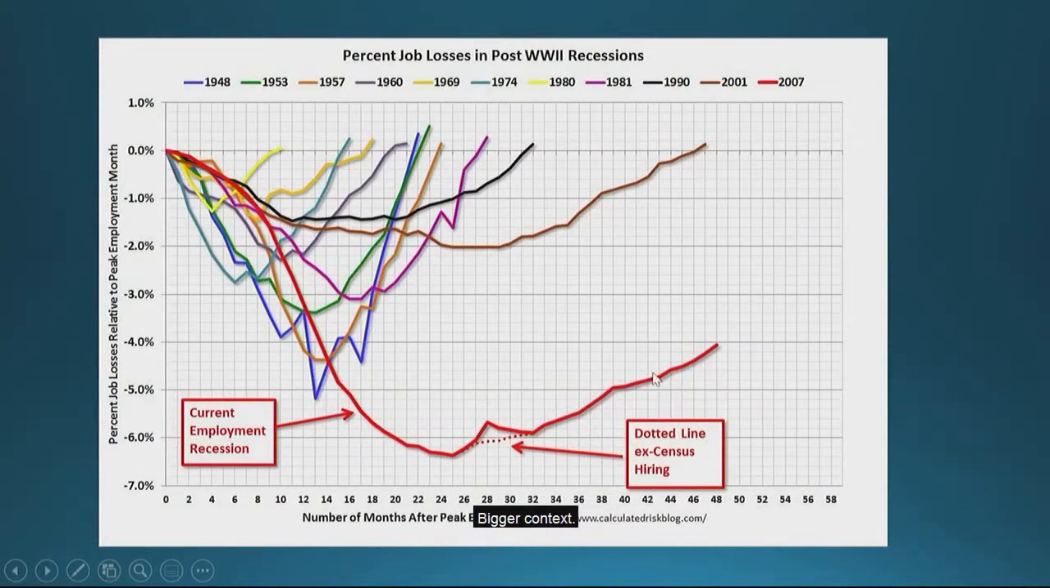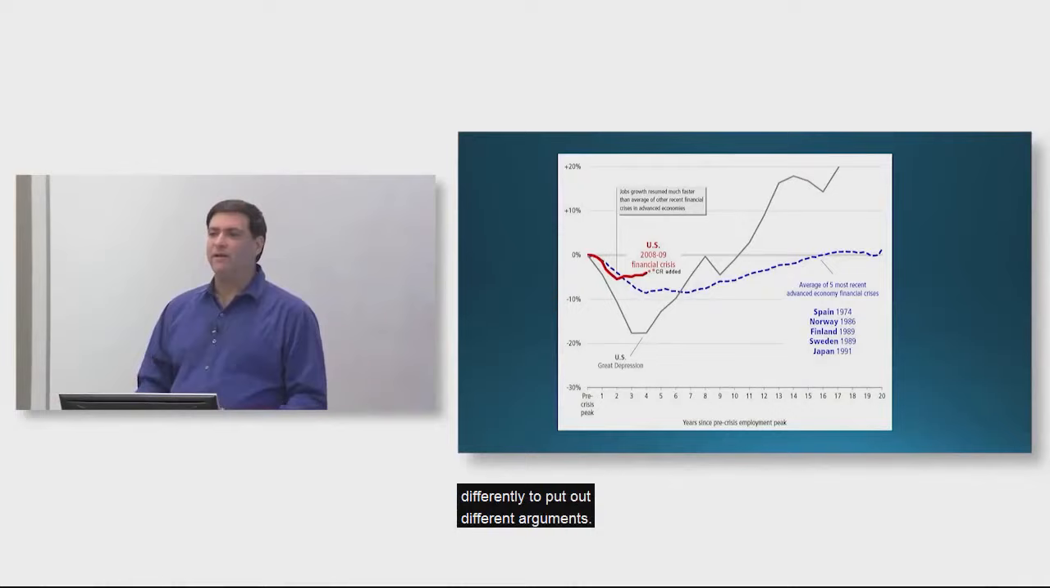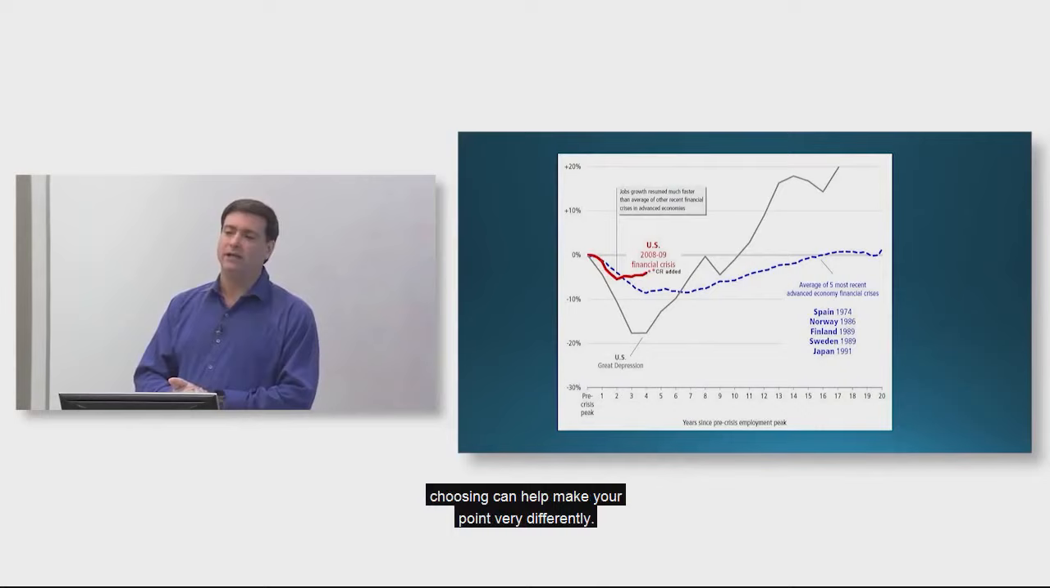Bigger context. Well, let's actually put it in even bigger context. This is what that same curve was looking like before, and this was what the recession, the Great Depression looked like. So again, these are different ways of looking at the same data, slicing it differently, representing it differently to put out different arguments. And that's really important because the representation that you're choosing can help make your point very differently.